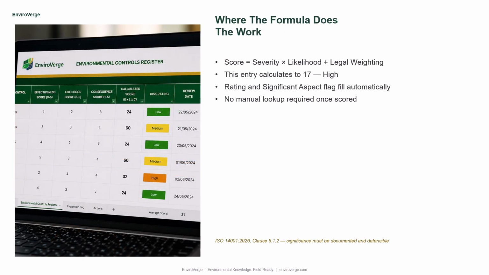The register calculates this automatically. Severity 4 multiplied by likelihood 3 equals 12, plus 5 for the legal obligation equals 17. That scores as high, and the significant aspect flag sets to yes automatically. No manual lookup is required, and the result is fully auditable.